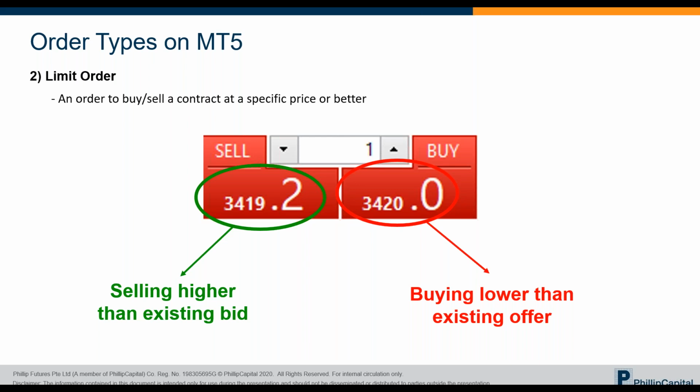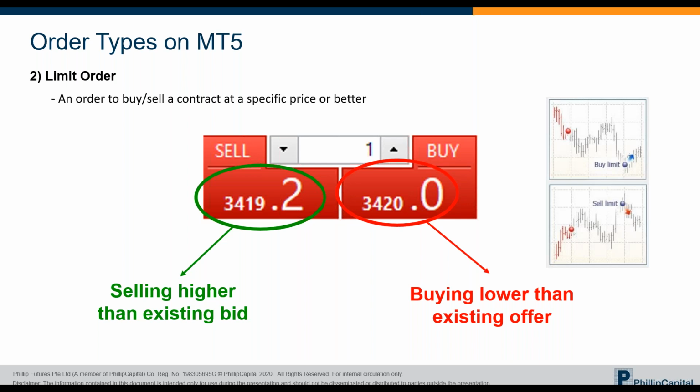Okay, so let's say in this same example, S&P is quoting at 3420 right now, and you only want to buy this contract at 3300. This means that you will have to enter a buy limit order at 3300. The same thing for sell. If you are looking to sell higher than the market right now, then you need to place a sell limit order that is higher than 3419.